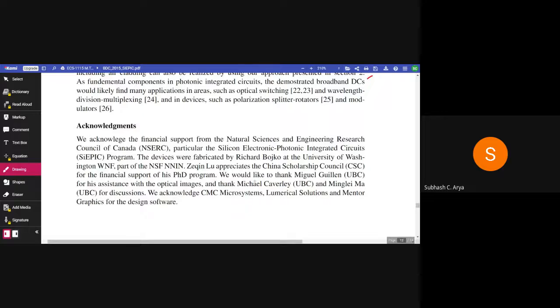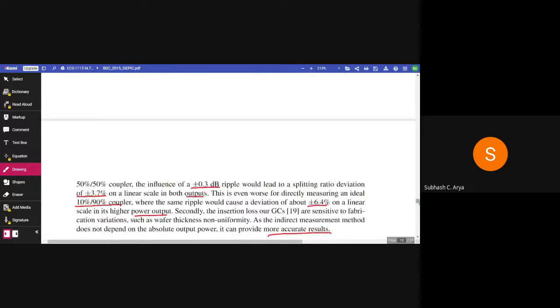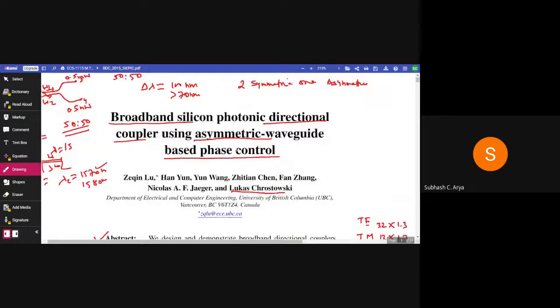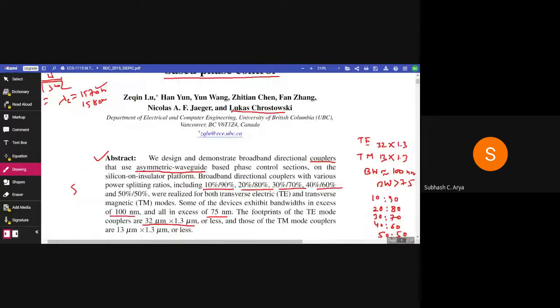So with this today in part 4, we concluded this very important article authored by Professor Lukas Chrostowski et al., on the design of a broadband directional coupler, which is available now in our SiEPIC PDK process design kit.